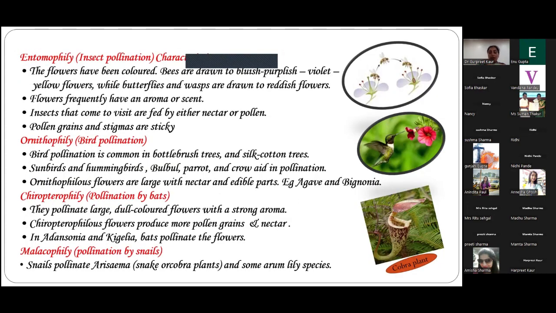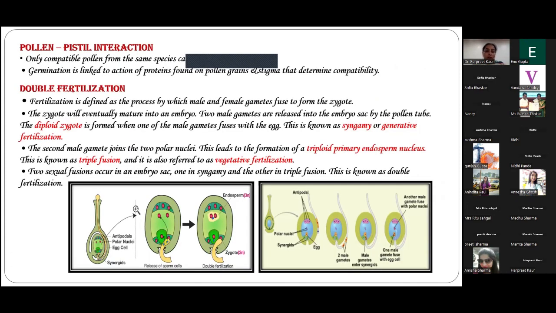This is the slide showing various living agencies, the biotic agencies, that is insects, that is entomophily, ornithophily, that is bird pollination, chiropterophily, that is by bats, and malacophily, that is by snails. Now coming to the pollen-pistil interactions.